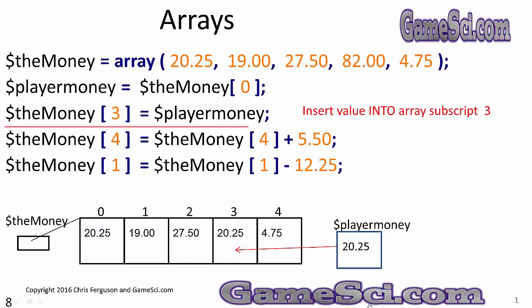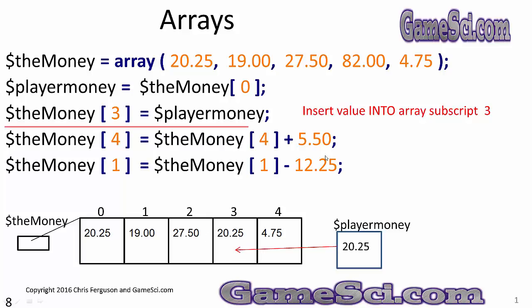And we can move the opposite direction. We can take it from a variable and move it back into the array. So we're going to insert a value into array subscript 3. This would be the 4th number in the array. So I go to the money, array slot 3, and assign it player money. Once again, the arrow is showing you the direction that the data is moving. I'm pulling it out of this variable and overriding what was in position 3 before.